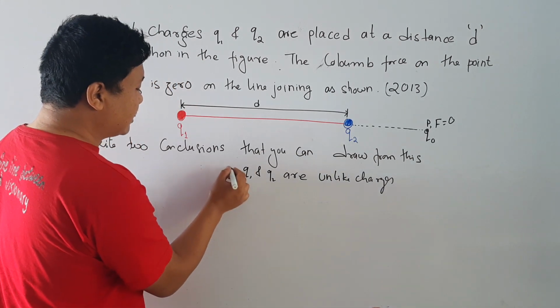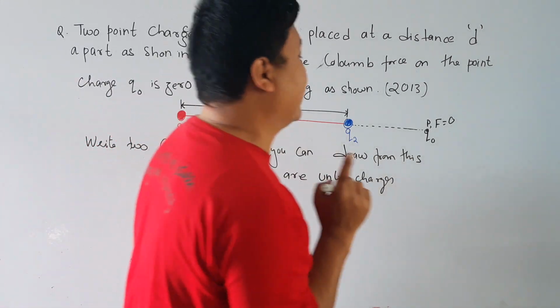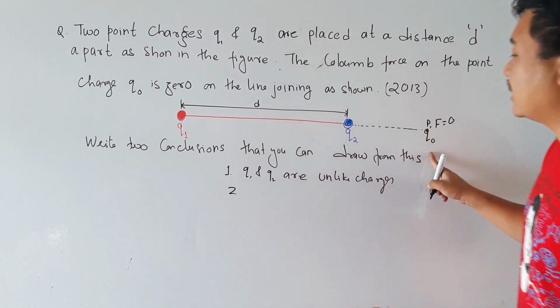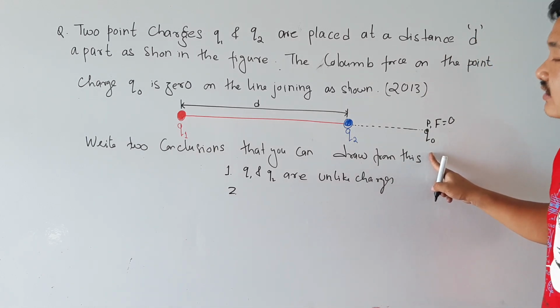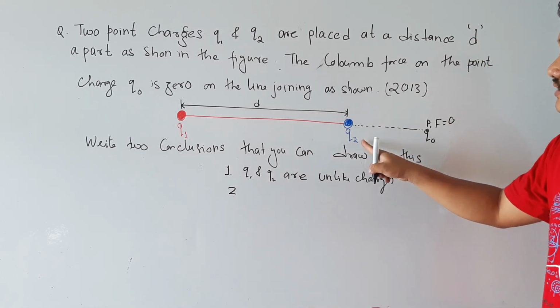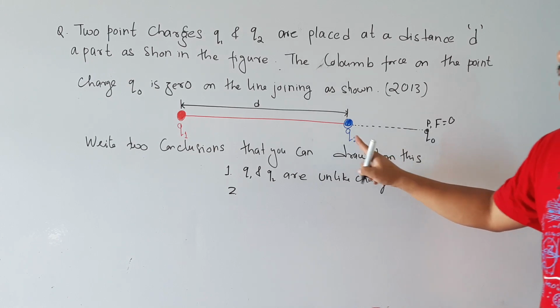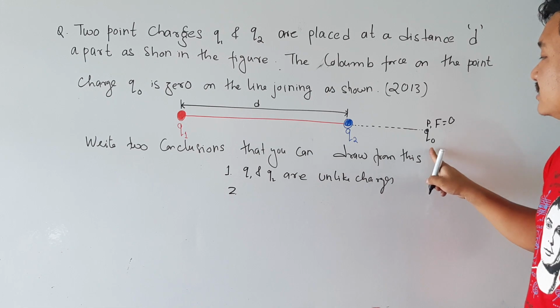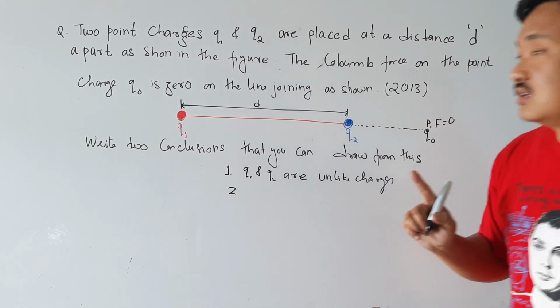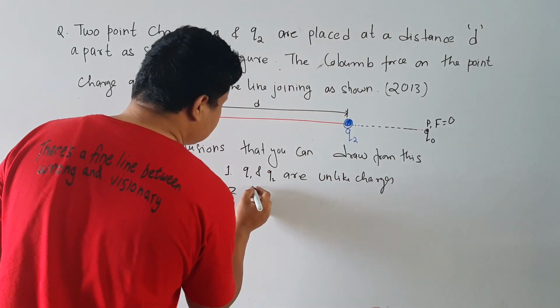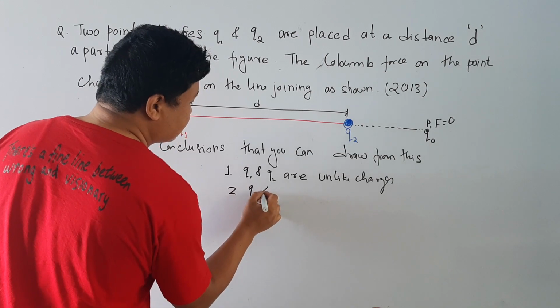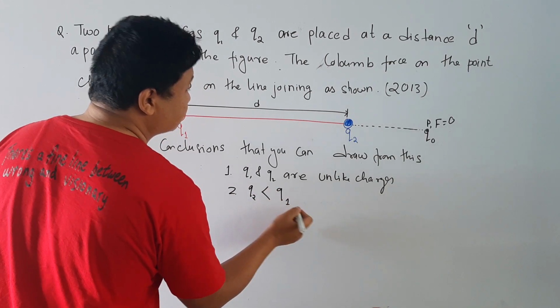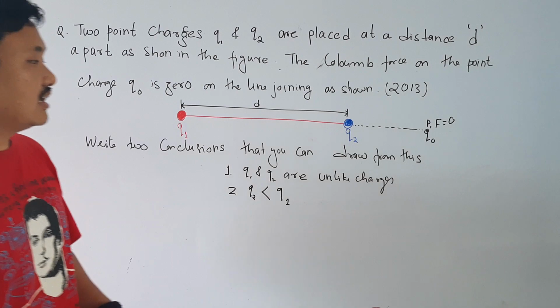Then next, what could be the conclusion? Think. Yes, we place the charge at or near the smaller charge. It means that this is Q2, which should be smaller than Q1, because I will always put the point or the charge near the smaller charge. So it means that Q2 is smaller than Q1. So these are the two conclusions.